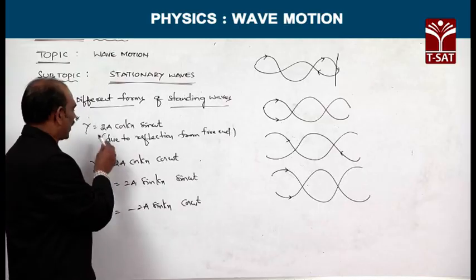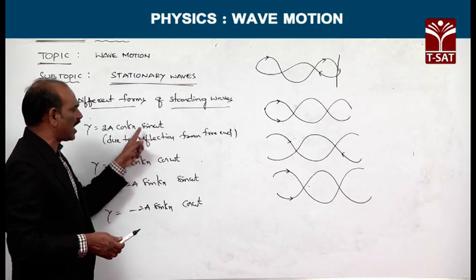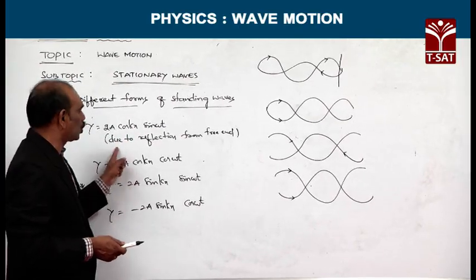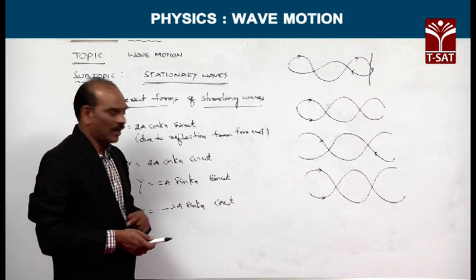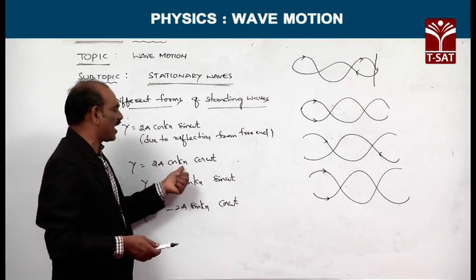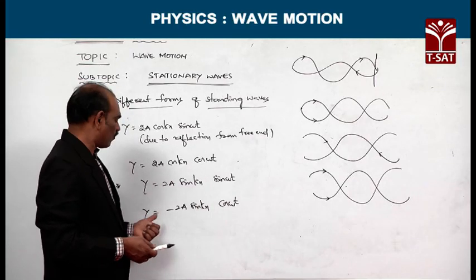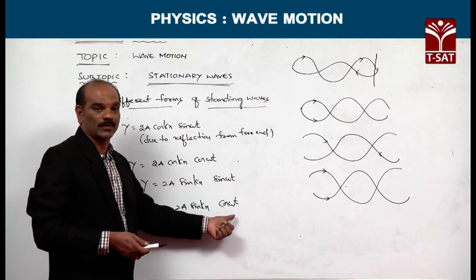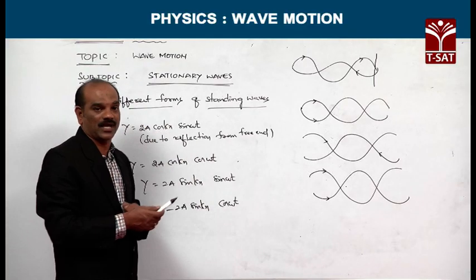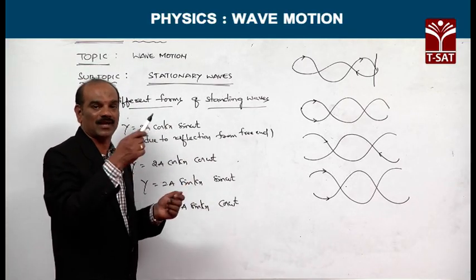Those are: one is y is equivalent to 2a cos kx sin omega t due to reflection from a free end. Similarly, one more 2a cos kx cos omega t, then 2a sin kx sin omega t, and y is equal to minus 2a sin kx cos omega t. These are the four possibilities of the standing wave equation.